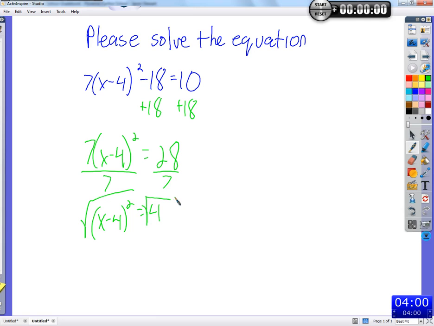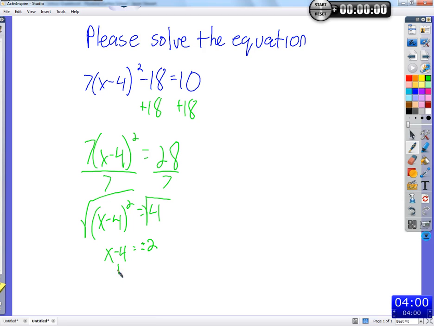Now remember that what we've got here is a number that we're going to square. The number is the entire parentheses. We're going to square it, and we're going to get 4. What number multiplies by itself to make 4? 2. Any other number? Negative 2. Negative 2 multiplies by itself too. So we have to include that plus or minus there. And on this side, we just have x minus 4.